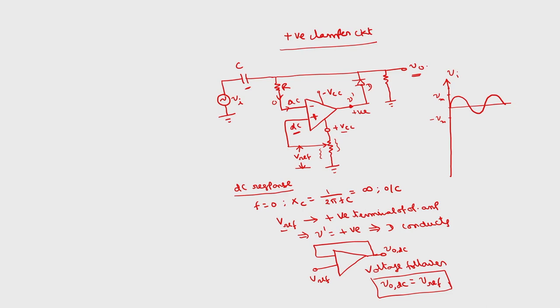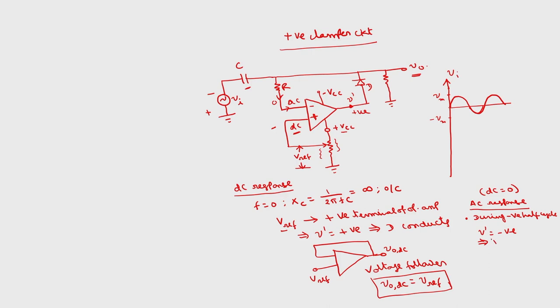Now, we will see what is the AC response. So, in AC again we have positive cycle as well as negative cycle. I will first take the negative half cycle. So, now to get the AC response, DC is equal to 0. So, this point will be grounded. Because this Vi is negative during negative half cycle, the output of this, V dash, will be negative.